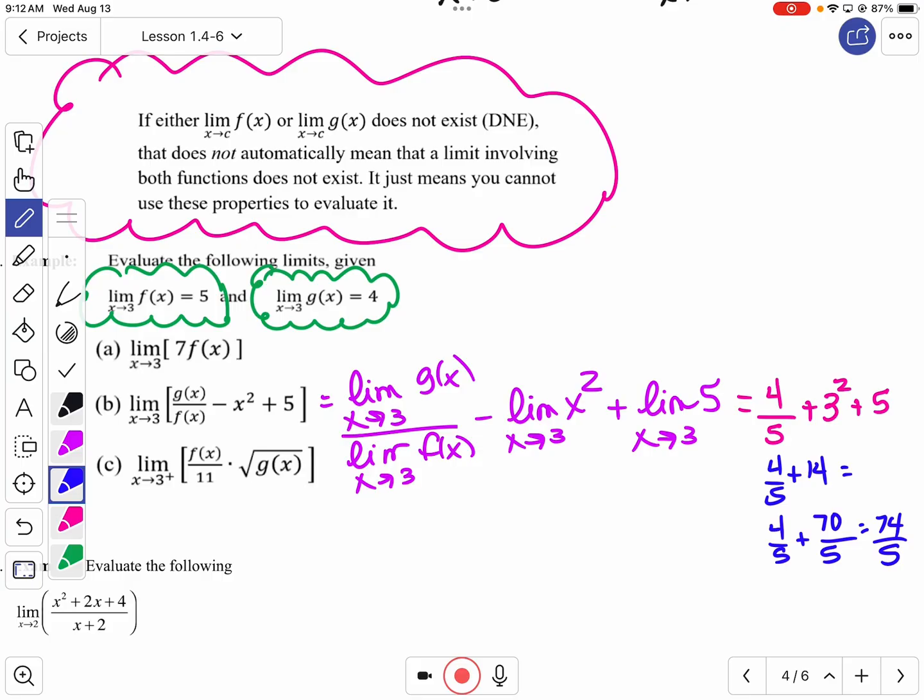You try A and C real fast. You don't have to do all that middle work. You can go straight to the new numbers. All right. The purple stuff.